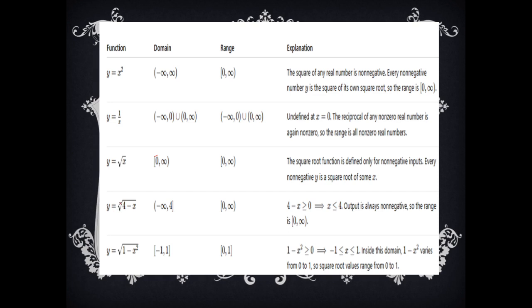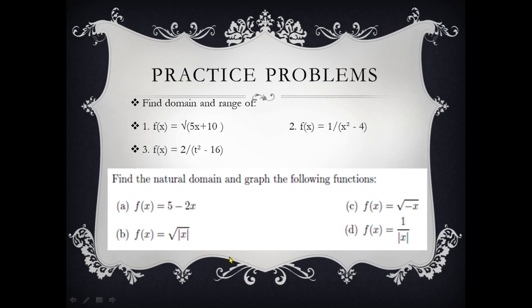Y equal to square root of 4 minus x, here 4 minus x should be greater than or equal to 0. So the domain we got is minus infinity to 4. Range is 0 to infinity. Y equal to square root of 1 minus x square, the domain is minus 1 to 1 and the range is 0 to 1.